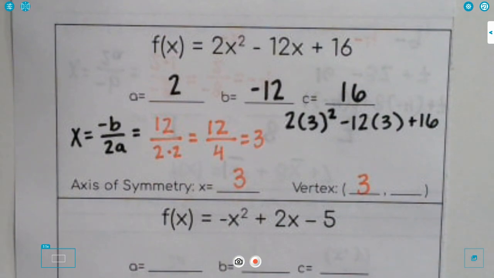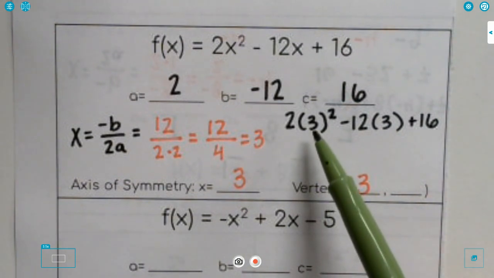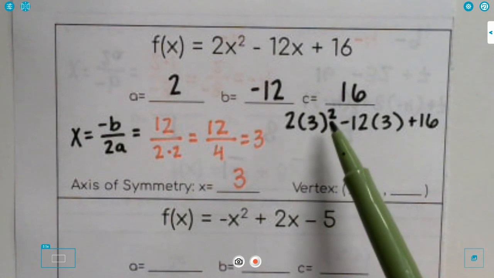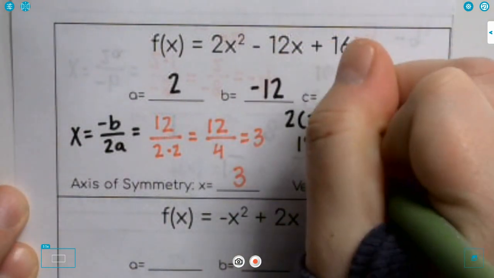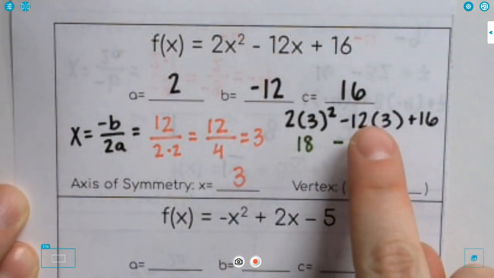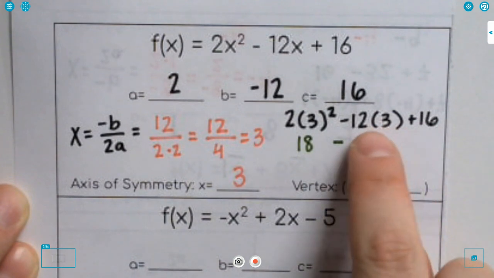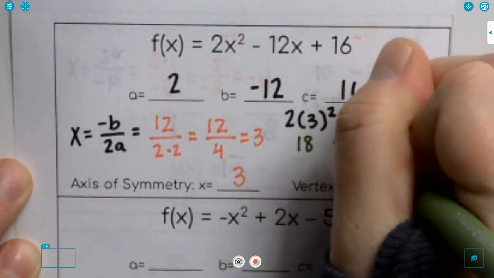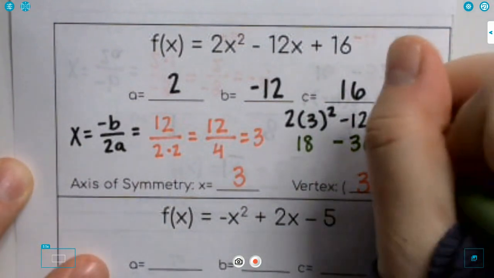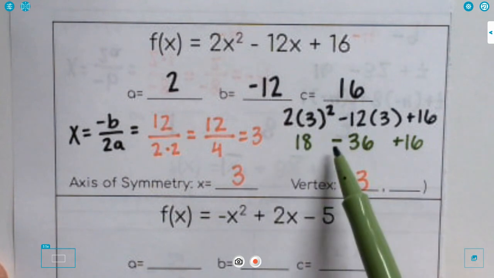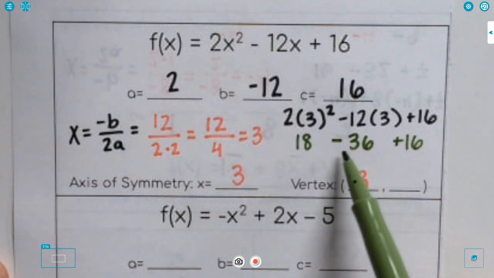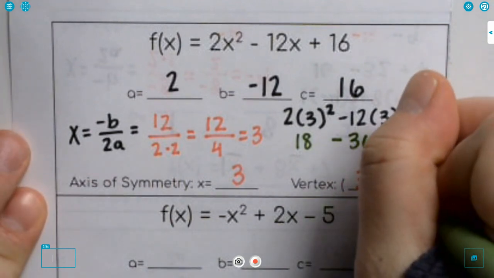I'm going to show you how to solve it out both ways, and then you get to choose which way you want to use. I could do it by hand. So in that case, I would do exponents first. I would do 3 squared, which is 9. So then I would have 2 times 9, which is 18. And then I would do -12 times 3, which is -36. And then I still have my plus 16. 18 minus 36 is negative 18. Negative 18 plus 16 is negative 2.